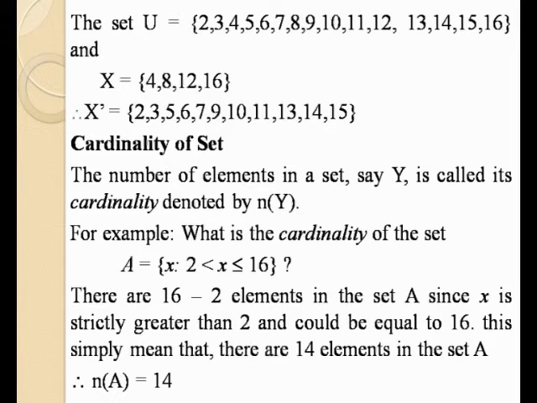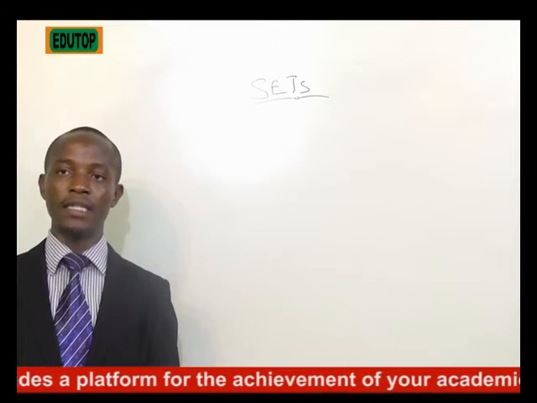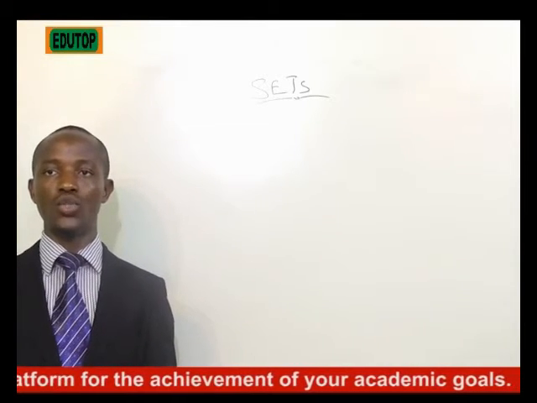Then, the elements of U that are not present in X, that is our X complement, is equal to 2. We cannot find 2 in the set X, and then we have 3, 5, 6, 7, 9, 10, 11, 13, 14, and 15, which are not found in set X. So we can easily say that our X complement is a set of elements that are not found in X but are found in our set U.